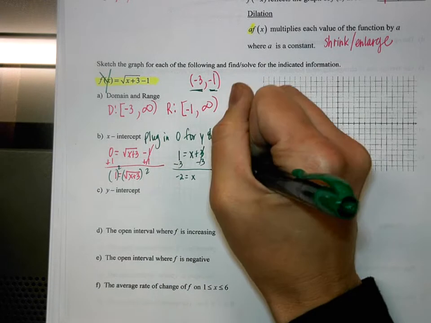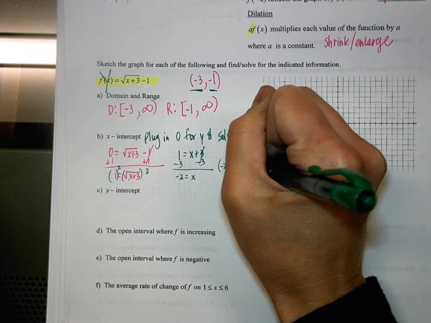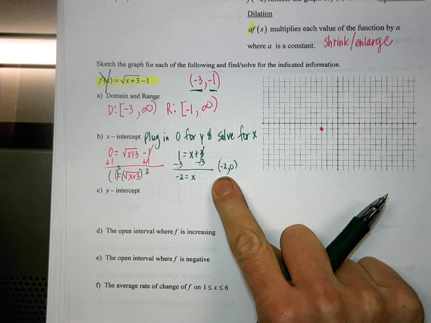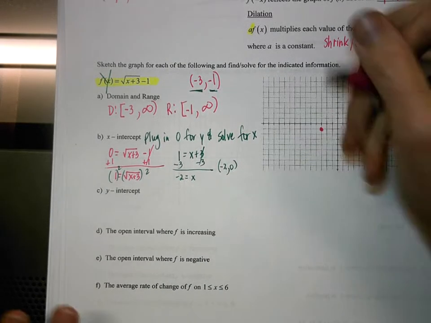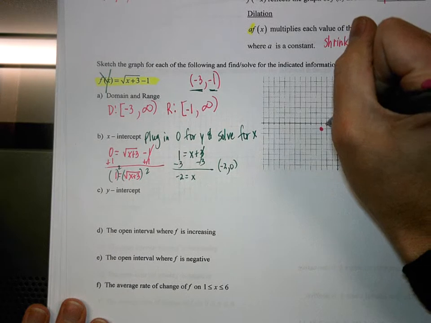And so my x-intercept is at (-2, 0), because we got negative 2 for x when we solved, and we had plugged in 0 for y. So (-2, 0) is this point right here.